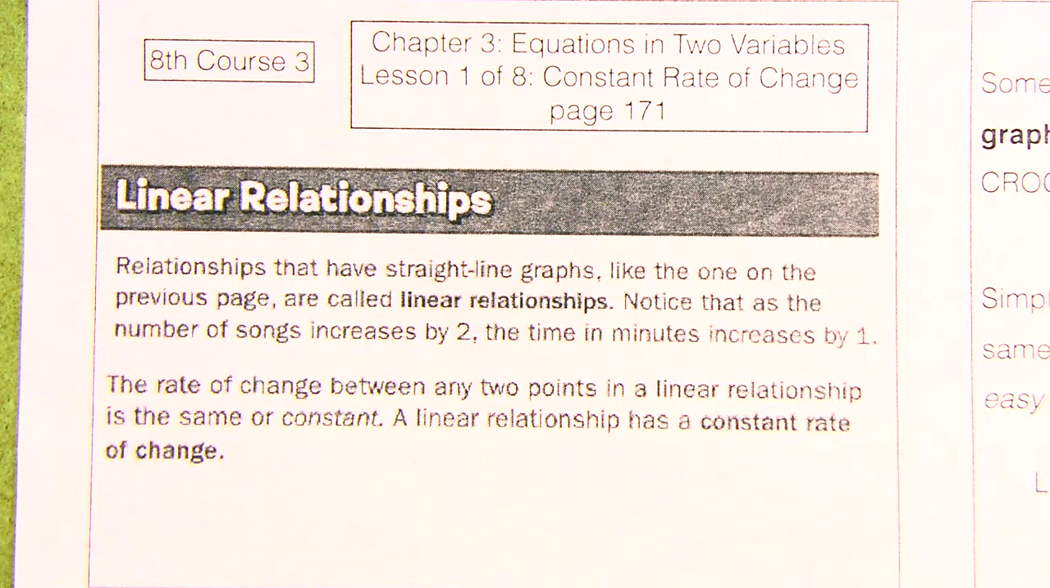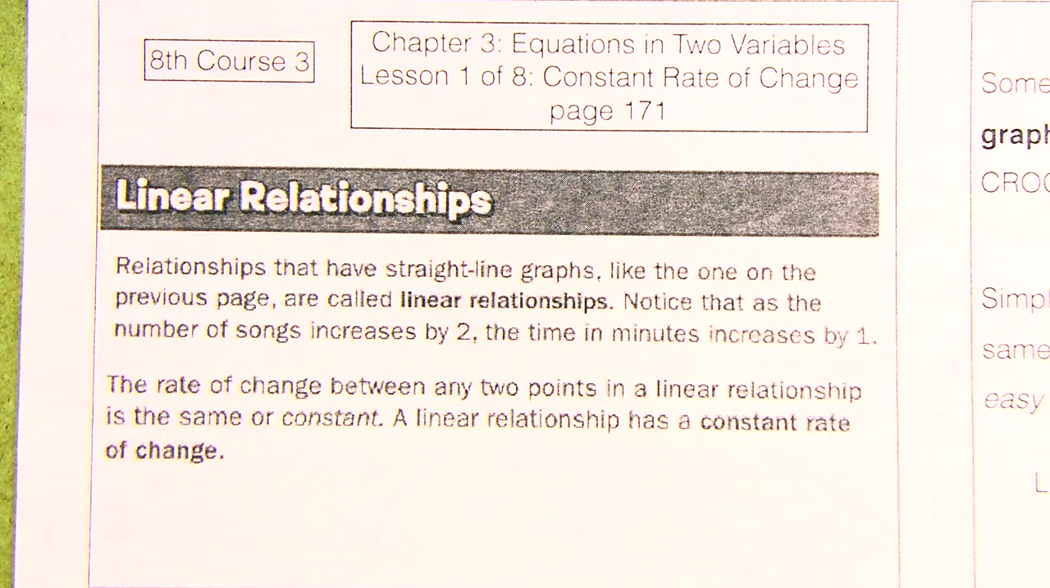We're just going to talk about what makes it a linear relationship, and just as importantly, what makes a linear relationship proportional. So relationships that have straight line graphs, that's what makes it linear. If you're looking at a graph, super easy. It's a straight line or it's not a straight line. If it's a straight line, it's linear. If it's not, it's not linear. Okay?